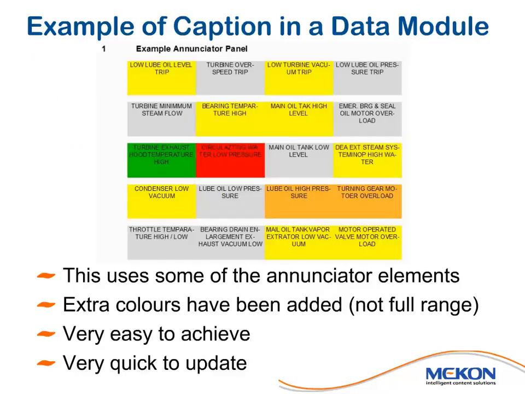You can see from this illustration that in fact what I've done is to create part of that other panel using the caption elements. And you can see here that we've got several rows and several columns. It's virtually unlimited what you have, depending on the paper that you've got and that sort of thing. So this uses some of the Annunciator elements from that previous slide that we had. We've added extra colors here just to show that it's there. We're still not showing the full range of them. This is very easy to achieve, and of course if something changes, it's very easy to update.